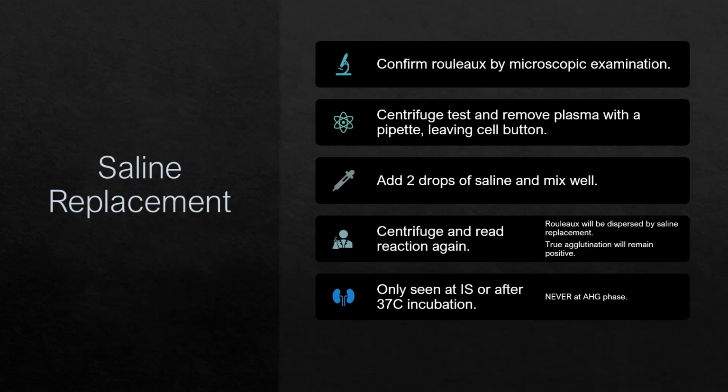So to perform the saline replacement, you'll first confirm under the microscope that you see that stack of coins appearance, centrifuge the test again and remove the plasma, and then replace the plasma with 2 drops of saline, mix well, centrifuge again, and read it again. If it's true agglutination, then it will still be positive. If it's just rouleaux, then it will be dispersed by the saline replacement and it will be negative. Remember, it's only seen at immediate spin or 37-degree incubation, never at AHG.